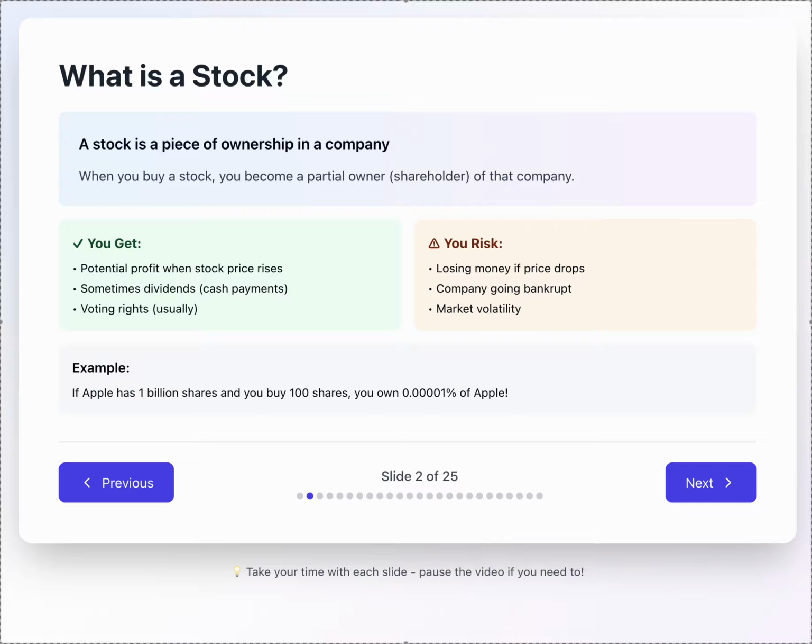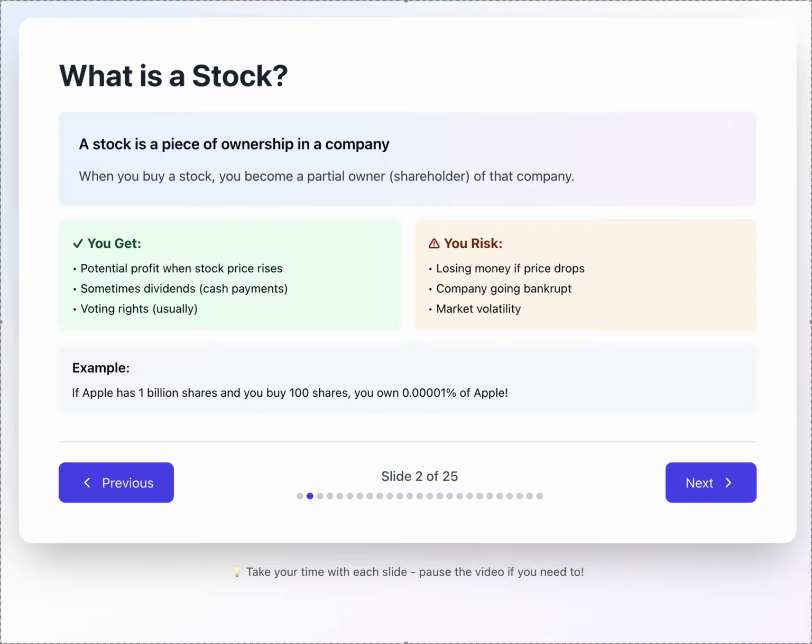So, what do you get when you own a stock? Well, you get the potential to make money when the stock price goes up. Some companies also pay you dividends, which are basically cash payments just for owning the stock. And technically, you also get voting rights in the company. Though let's be real, if you own 10 shares of Apple, you're not exactly influencing their decisions.